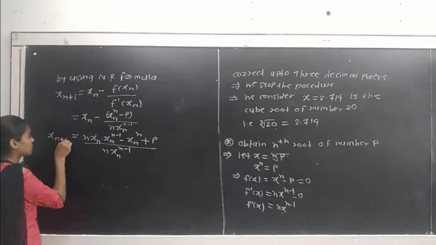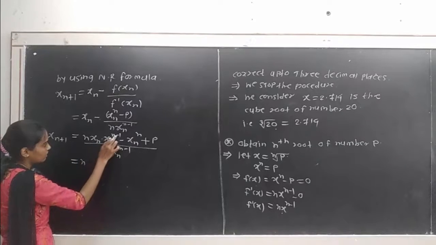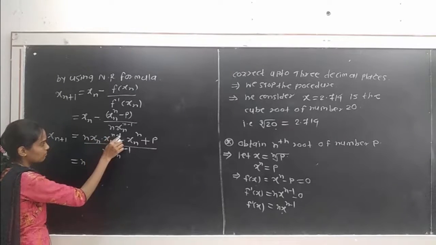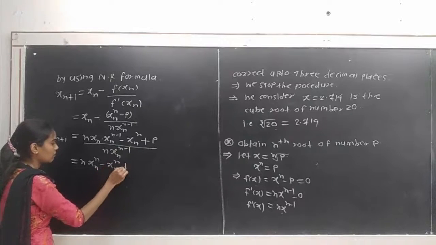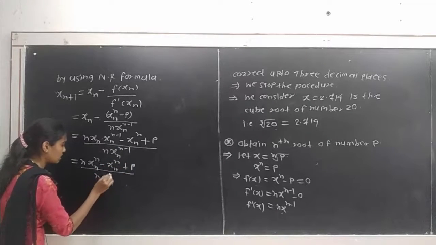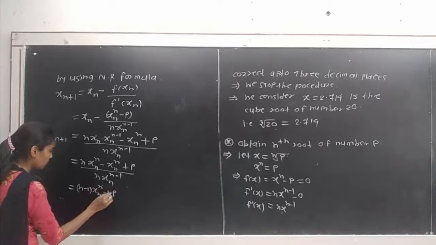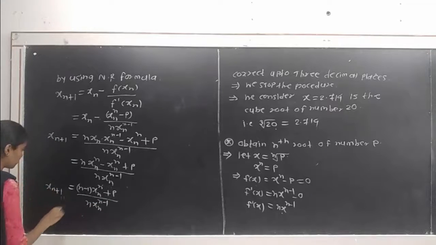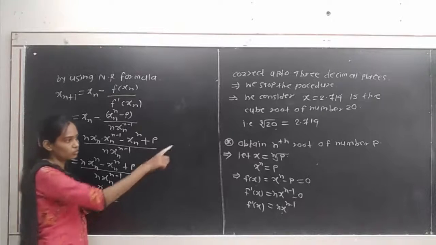Okay, we get x_{n+1} is equal to this. Using the rules of indices and taking the addition, we get x_n raised to n minus x_n raised to n plus p divided by n x_n raised to n minus 1, is equal to, here we take x_n raised to n outside, then we get n minus 1 x_n raised to n plus p divided by n x_n raised to n minus 1, equal to x_{n+1}. Okay, this is the formula for finding the nth root of number p.